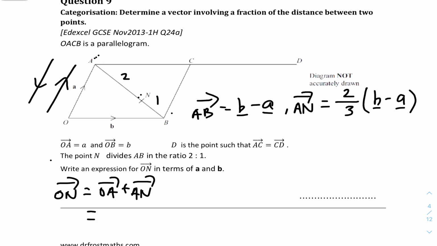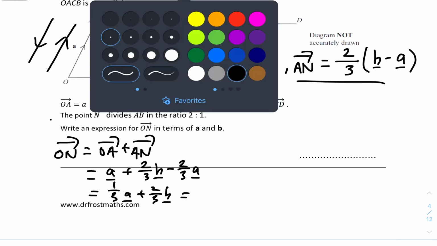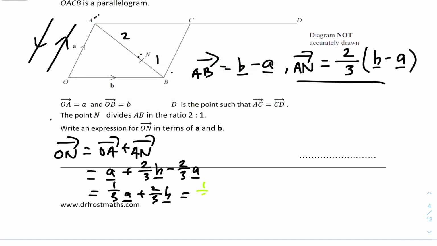So OA equals a, as mentioned in the question, plus AN, which is this part here. So it'll be 2 over 3 b minus 2 over 3 a, which if you do 1 minus 2 over 3, you get 1 over 3. 1 over 3 a plus 2 over 3 b. And we can simplify it by factorizing 1 over 3. 1 over 3 of a plus 2b, like so.